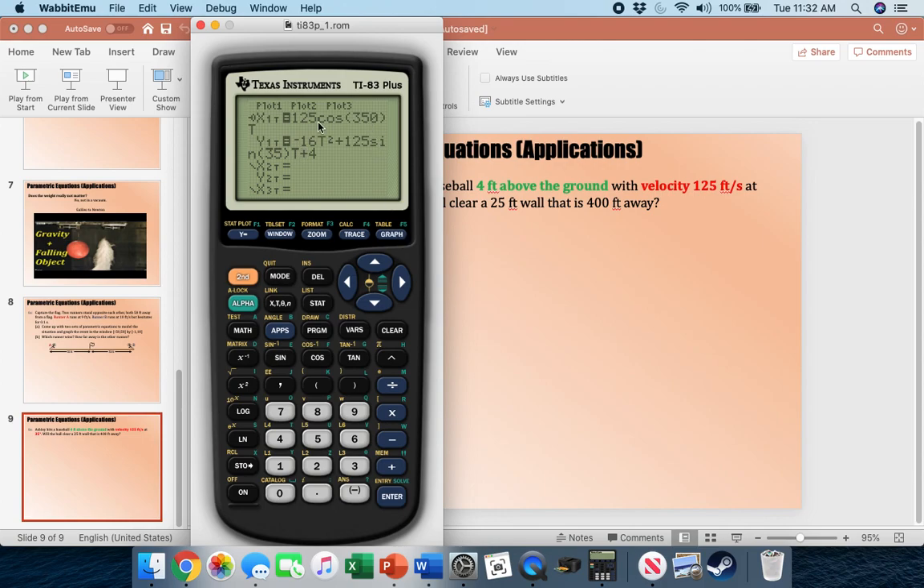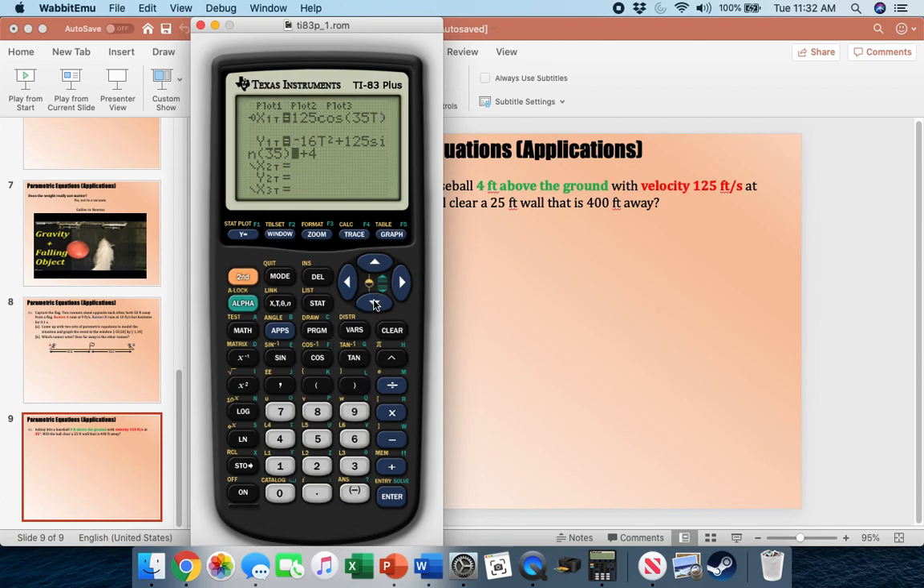I see what I did. Didn't catch that. I bet you did, didn't you? 335. So again, I'm not sure about how the calculator likes those t's. I think the t needs to go inside, or it doesn't matter.